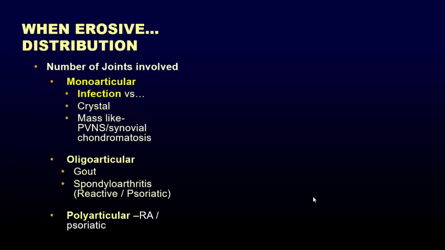When we are dealing with only a few joints involved, the most common ones to give you that are either gout or spondyloarthritis. Whereas rheumatoid arthritis is classically described as bilateral, symmetric, but the other disease that you have to think about with that is psoriatic arthritis, which has a variant that looks almost identical to rheumatoid. So when I deal with a polyarticular disease, then the next thing I ask is what joints are involved.